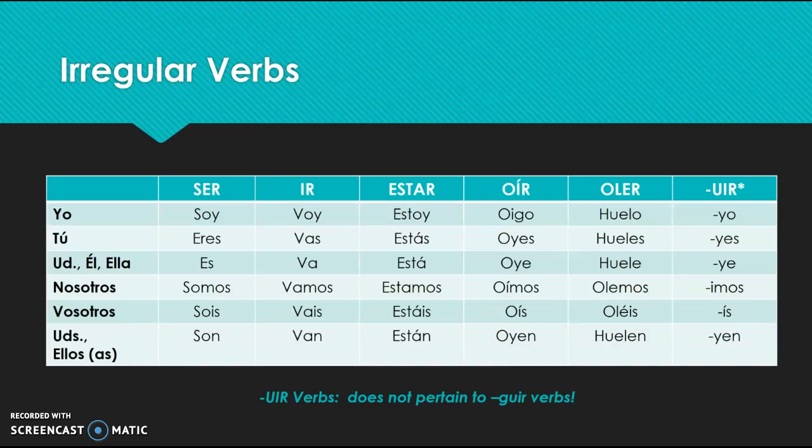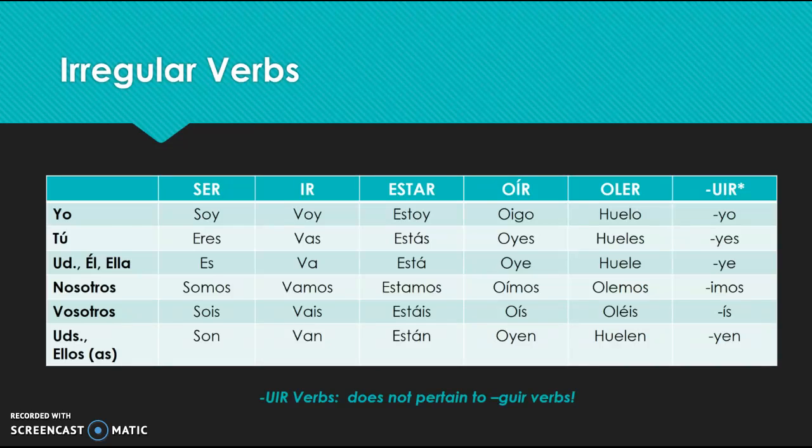And then we have our UIR verbs, like contribuir, destruir, influir. Not GUIR. UIR verbs have a Y incorporated into their endings. Yo, yes, ye. Then nosotros, vosotros is always normal. Imos and is. And then back to yen.